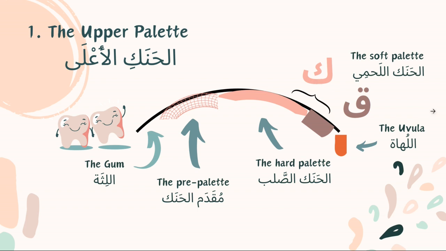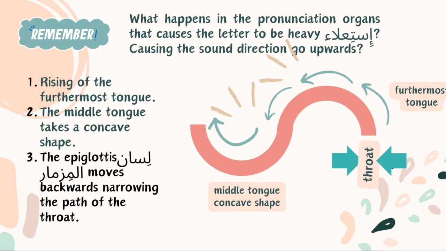Okay, now let's move a little bit further, and here it's also a reminder. What happens in the pronunciation organs that causes the letter to be heavy, to have isti'la, to elevate, causing the sound direction to go upwards? Remember, we took this earlier. Now here is the throat, and here is the furthermost. This is the tongue, okay? This in orange or whatever. This is the tongue.